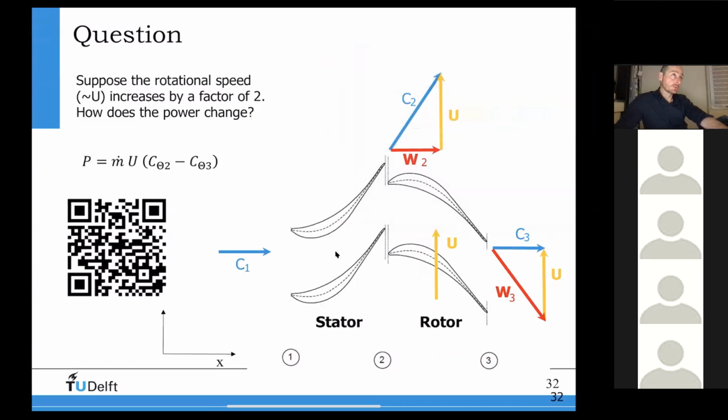But now I take the same turbine and I rotate it twice as fast. What will happen to the power? The power that I will be able to extract at a rotational speed which is twice as high. I have 40 responses. We still have 4 minutes, but I think I should also explain what happens.